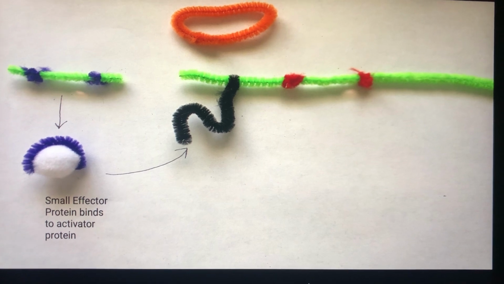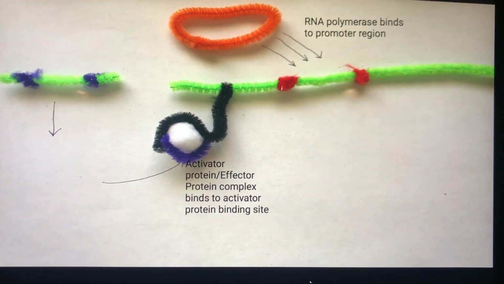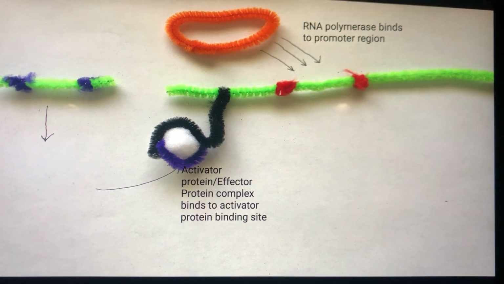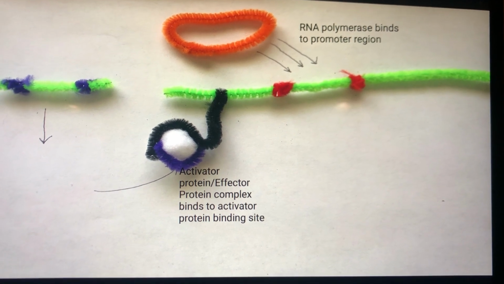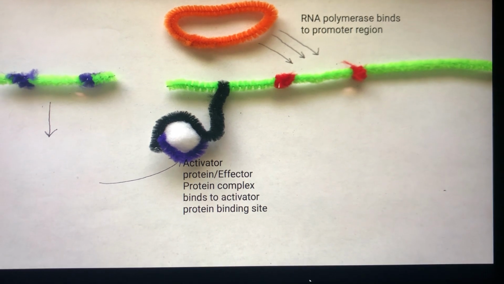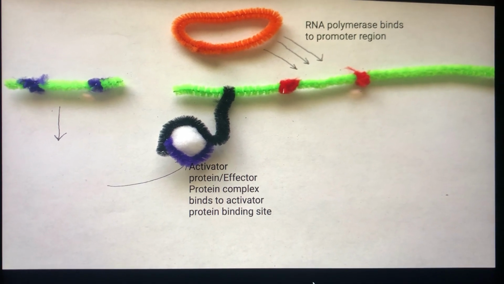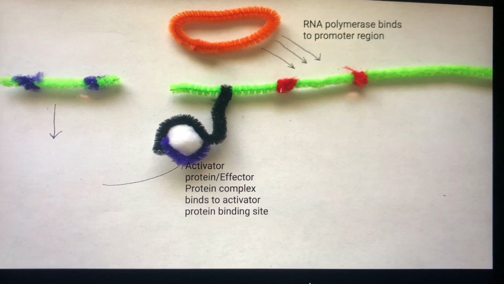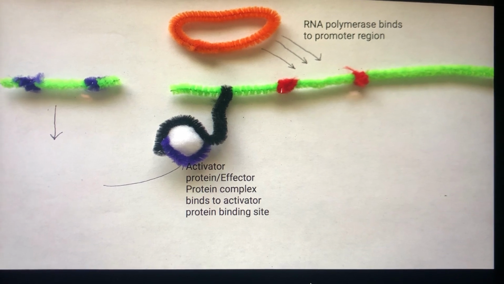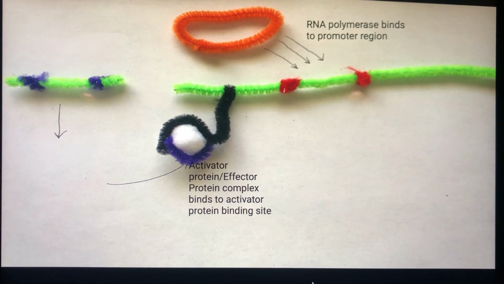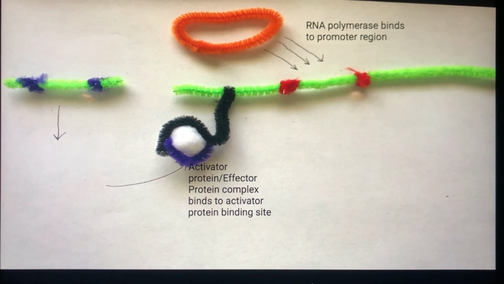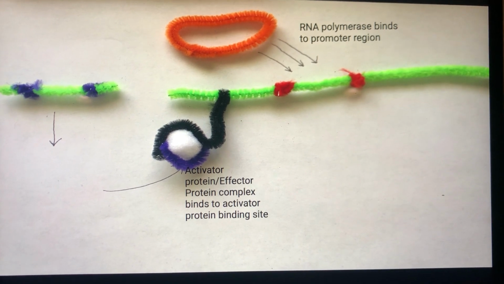Once this occurs, the activator and effector complex binds to the activator binding site, located near the promoter region, and increases the affinity of the RNA polymerase to bind to the promoter region, which initiates transcription. This then allows structural genes in the pathway to be transcribed. Without the small effector molecule, transcription cannot occur, since the activator molecule needs it to effectively bind to the promoter and bring RNA polymerase to do its job.